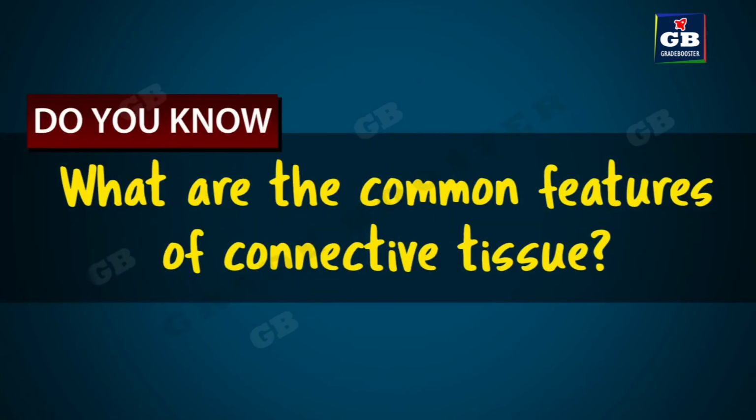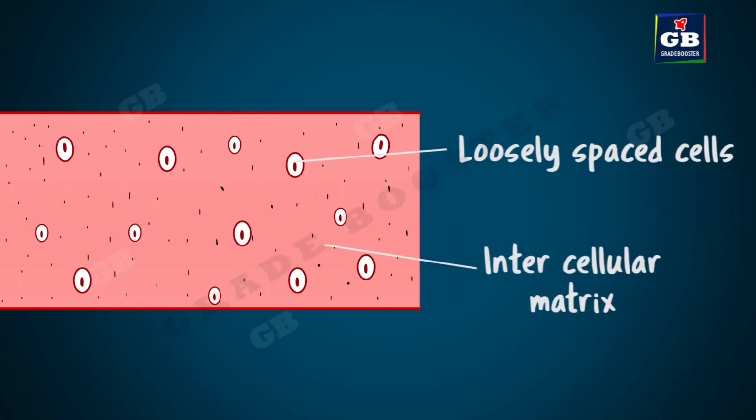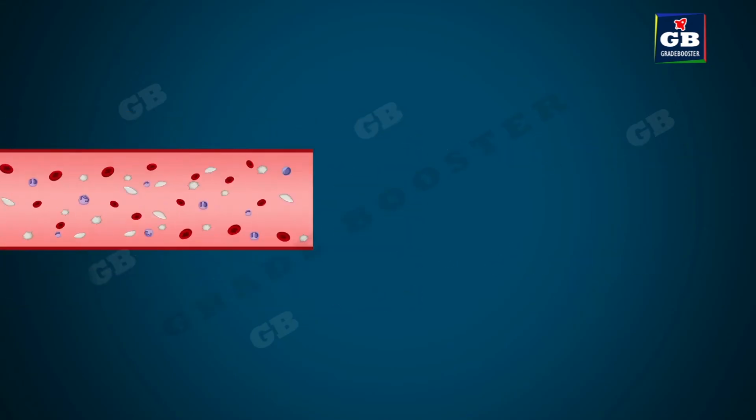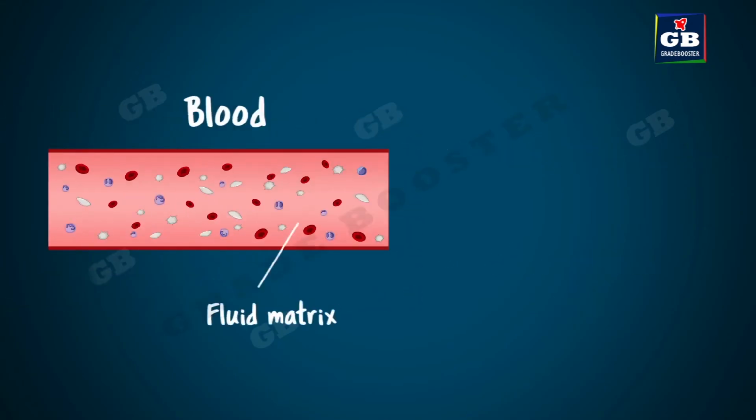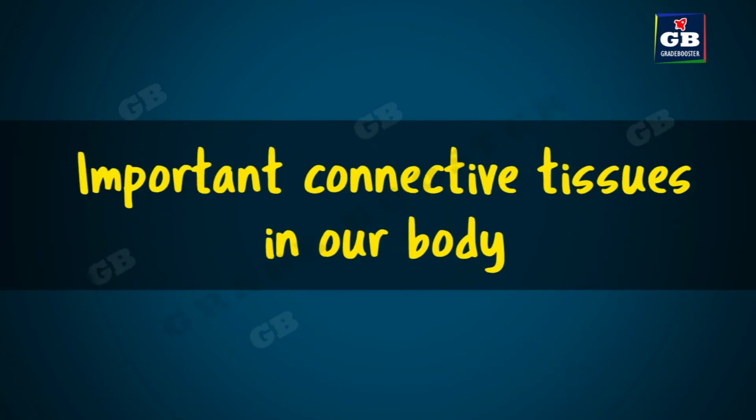What are the common features of connective tissue? The cells of the connective tissue are loosely spaced. They are embedded in an intercellular matrix. The matrix of blood is like a fluid, whereas the matrix of bone is very hard. Now let us study some important connective tissues in our body.